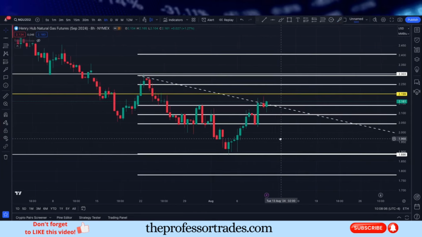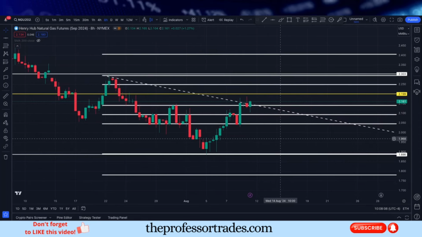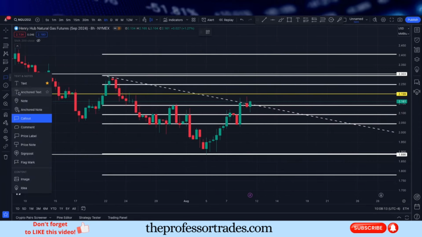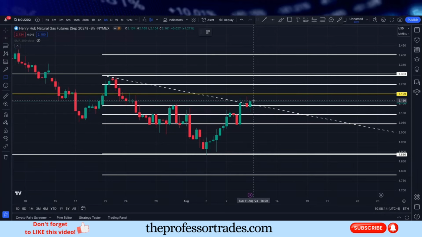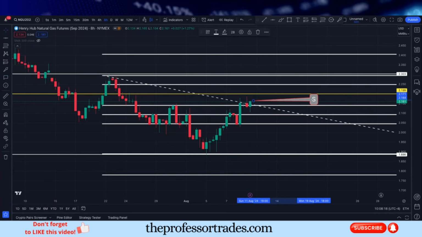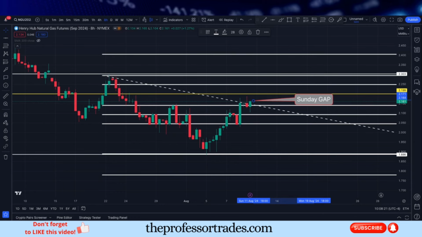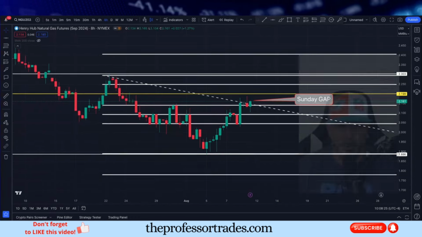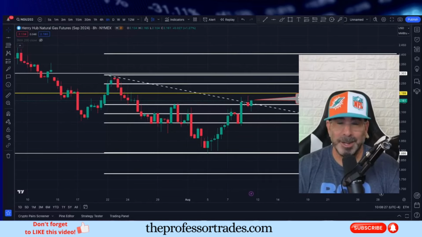So now, as we're looking at price action here, it is going to be early on where we have to analyze this, but we have to understand that on Sunday, there is going to be a gap created here. I'm going to mark this over here. And again, you have to look at this Sunday gap. Now, with natural gas, this acts a little bit more like a beast. You really have to be careful.